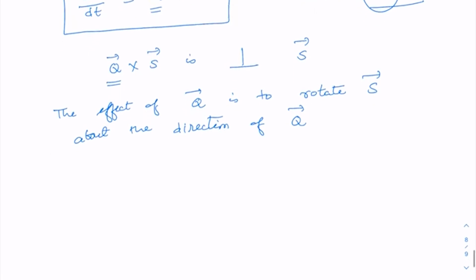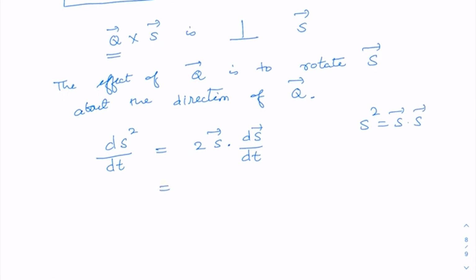All right, so what does it mean? That it can only rotate, it cannot lengthen or shorten the vector s. And that is very clear, because if you just take the time derivative of s square, which is in fact 2s dot ds/dt, I hope you get it, because s square is equal to s dot s. So you will get this equation.